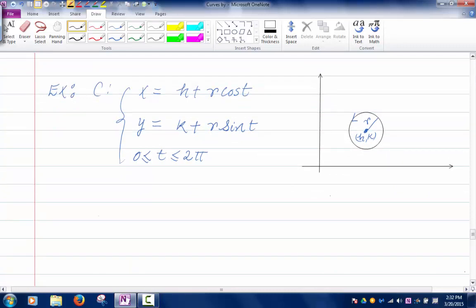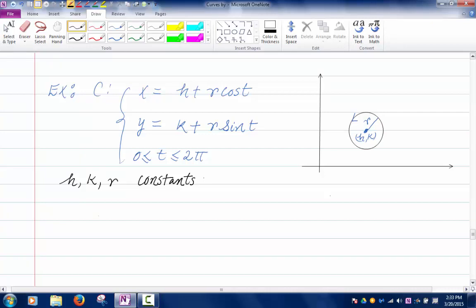Okay, if you now look at this example, I have a curve C where x is h plus r cosine theta, y is k plus r sine theta, t is between 0 and 2 pi. Here h, k, and r are constants. What's the graph of this curve? I guess my picture there gives it away. It's a circle of radius r centered at (h, k).